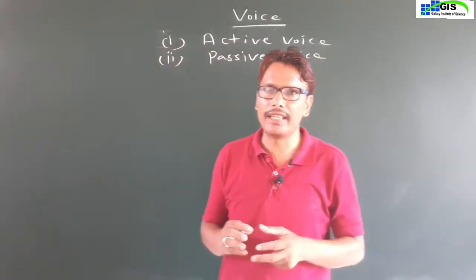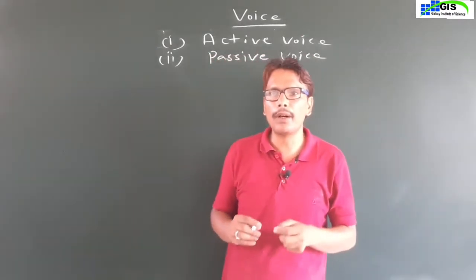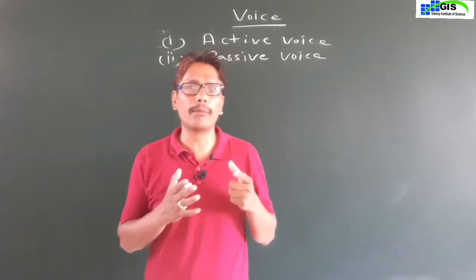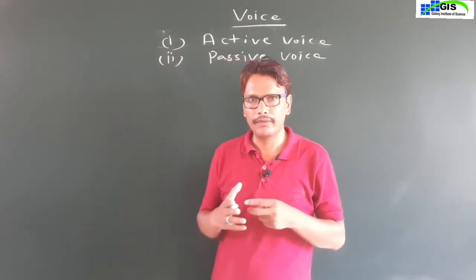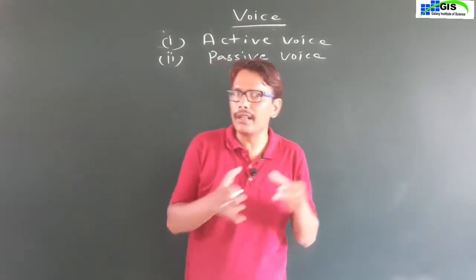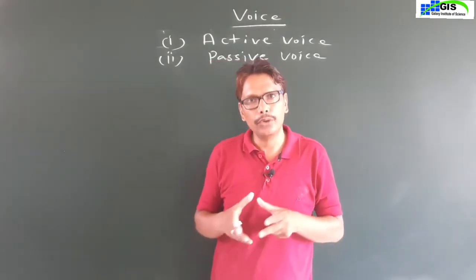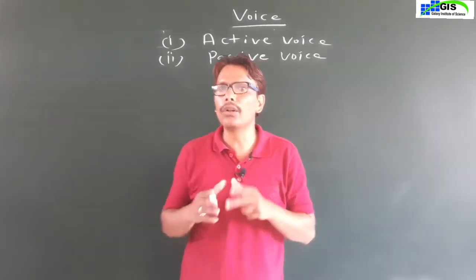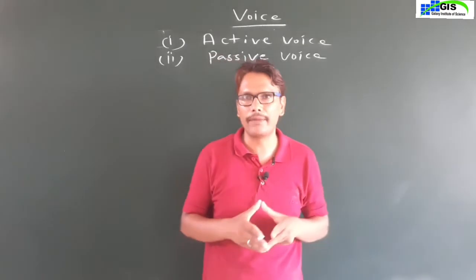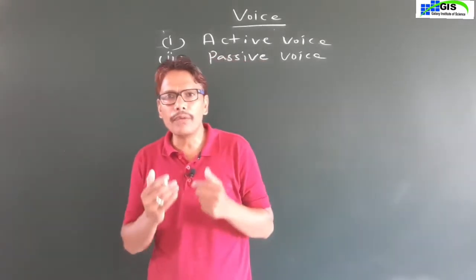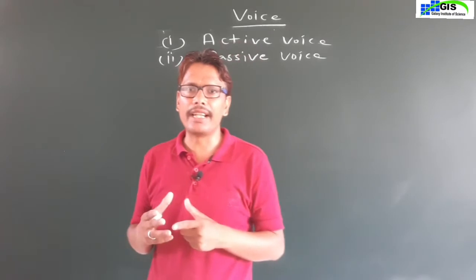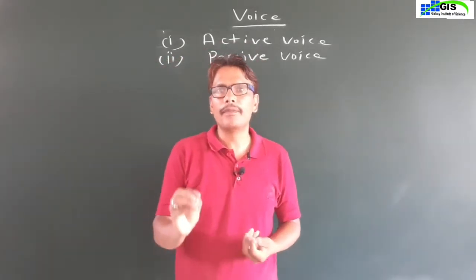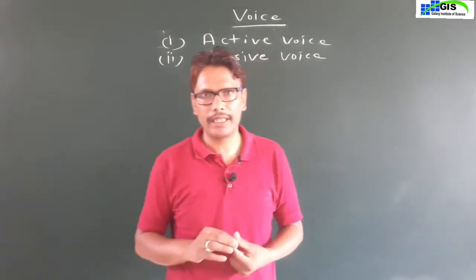In an active voice sentence, first of all we will get the subject, then helping verb and main verb. You can get both helping verb and main verb, or you can get only the main verb in present indefinite or past indefinite tense. How do we transform an active voice sentence into passive voice? First of all, mind it, my dear students, we only transform a transitive verb into passive voice.